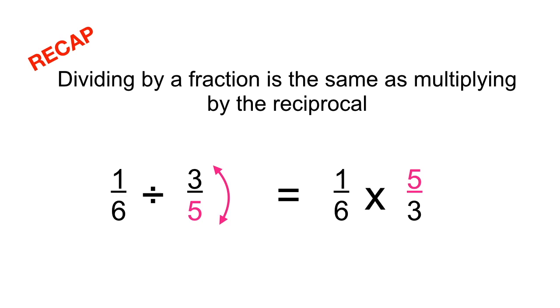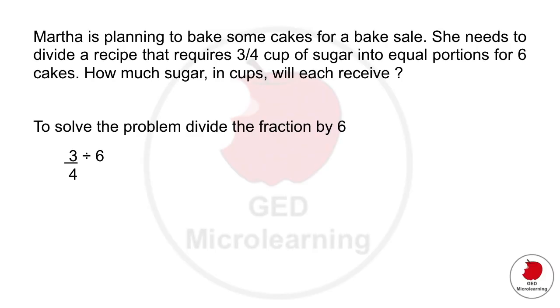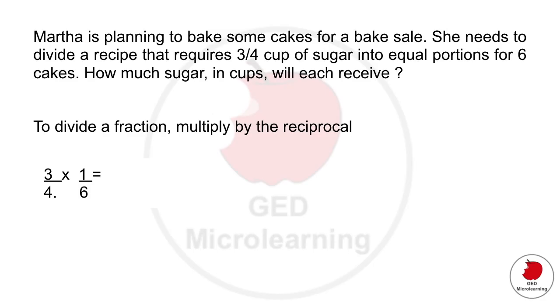Okay, so in this case, remember that we were dividing 3/4. Let's go back to the original. We were dividing 3/4 by 6. So what is the reciprocal of 6? 6 is 6/1, right? So the reciprocal would be 1/6, okay? So if you multiply this out, you just multiply across. That gives you 3 in the top and 24 in the bottom.